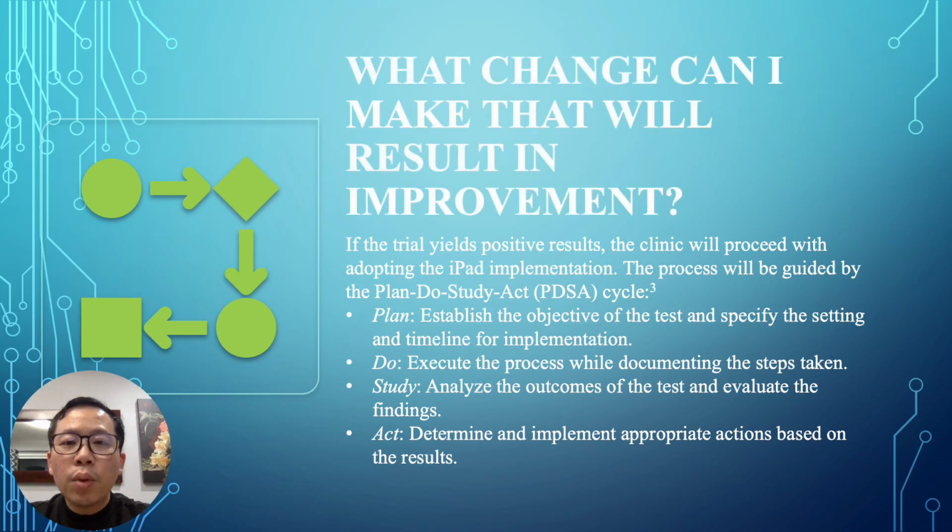So the last question, what change can I make that will result in improvement? If the triage shows a positive result, the clinic will proceed to adopt the iPad implementation. The process will be guided by the Plan-Do-Study-Act cycle. Plan, establish the objective of the test, and specify the setting and timeline for the implementation. Do, execute the process while documenting the steps taken. Study, analyze the outcome of the test and evaluate the findings. Act, determine and implement appropriate action based on the result.